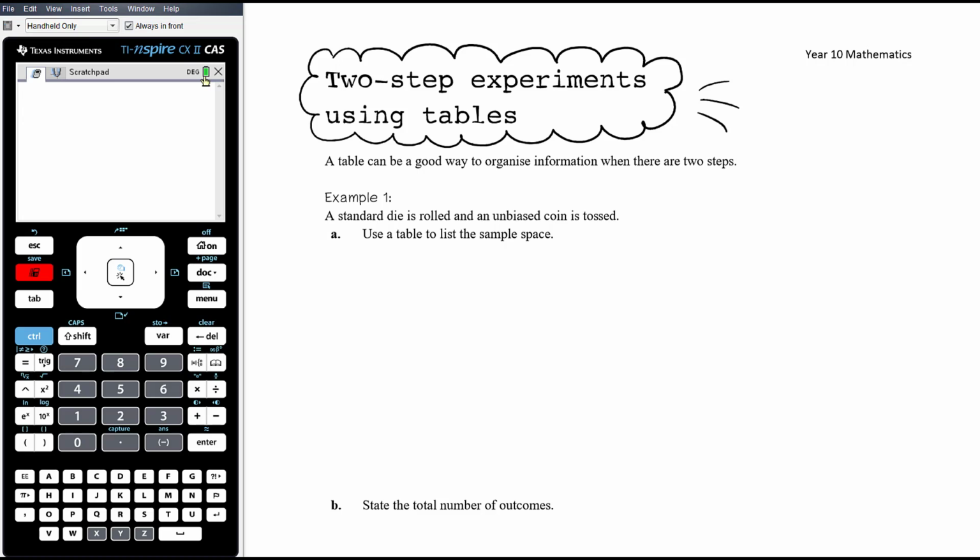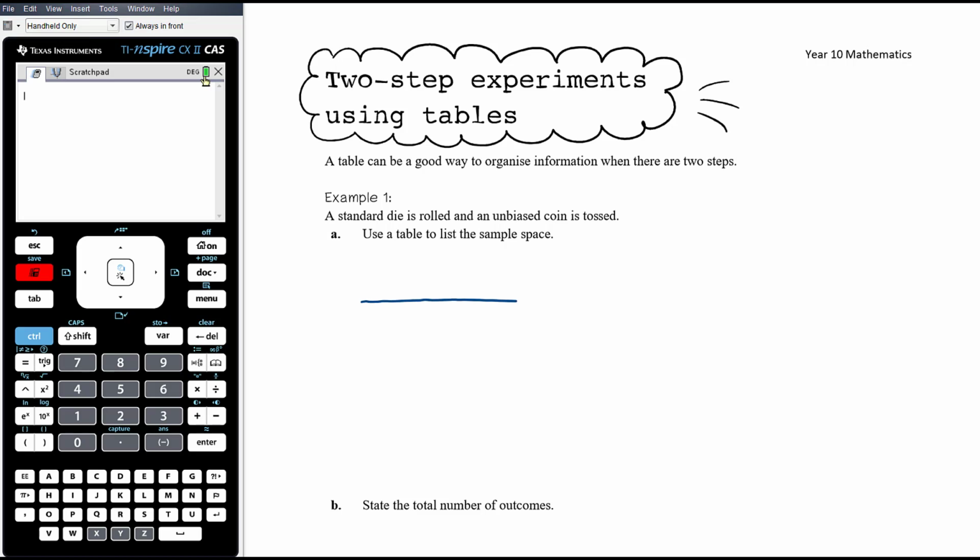Okay, so let's have a look at example 1. A standard die is rolled and an unbiased coin is tossed. Use a table to list the sample space. This is another way to really make sure that you are not missing any possible outcomes when you're trying to consider the sample space.